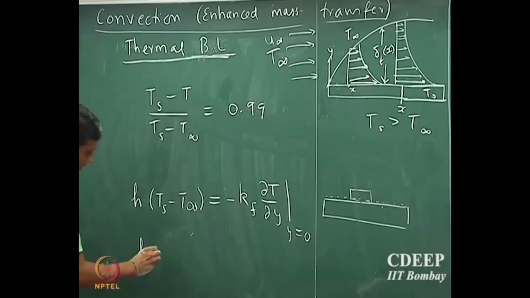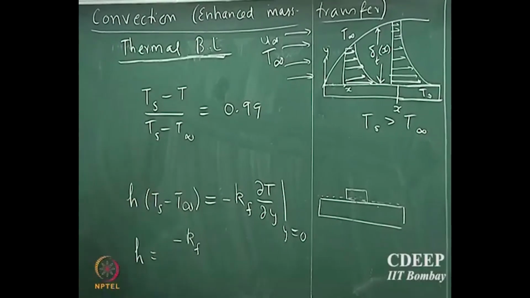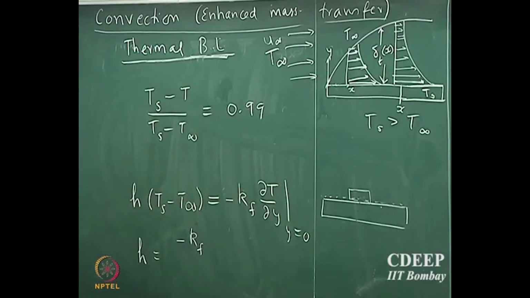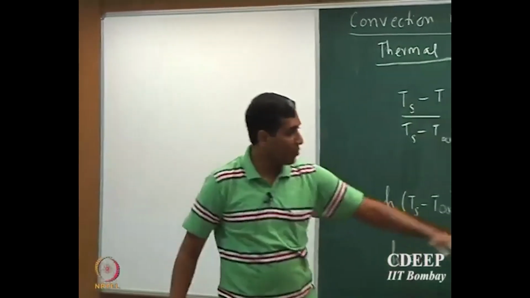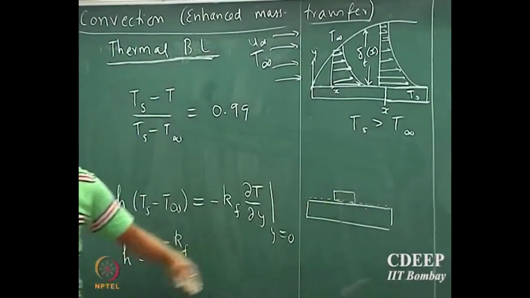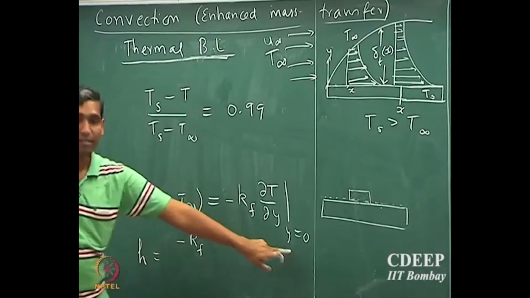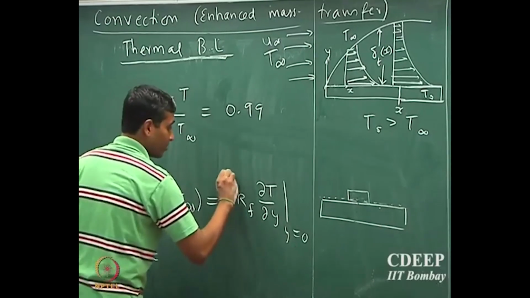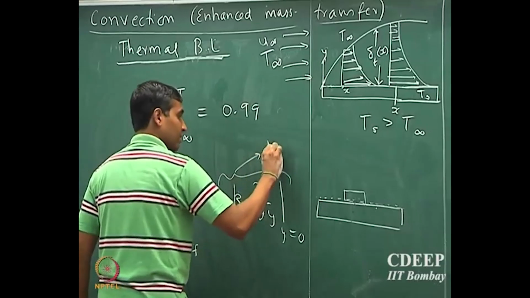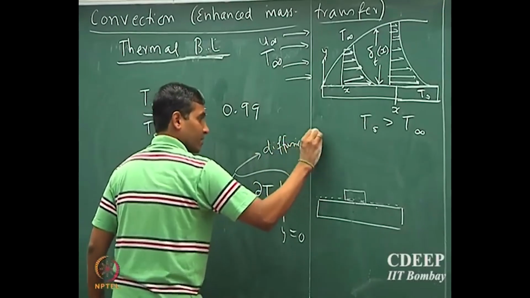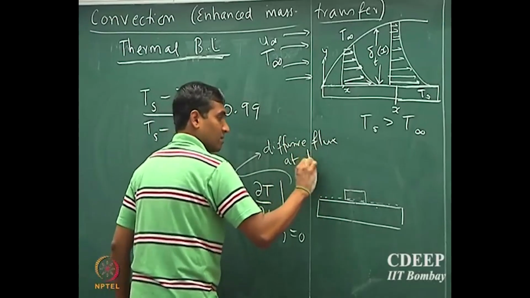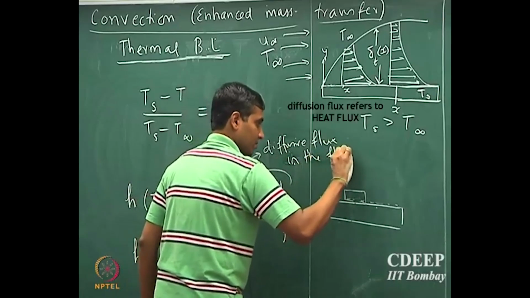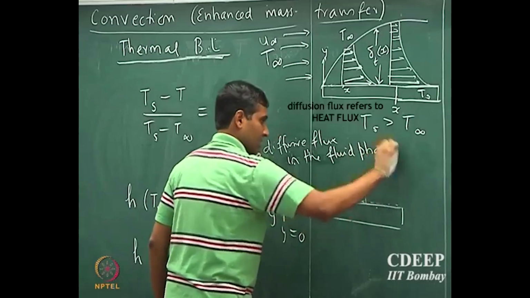So from here the heat transport coefficient can be written in terms of Kf. Note that this is the conductivity of the fluid, not the solid. We are looking at heat transport from the solid at the boundary, and it is carried because of diffusion in the fluid phase at the interface. So this is the diffusive flux at the interface. It is very important to appreciate this. This is the diffusive flux in the fluid phase at the interface.